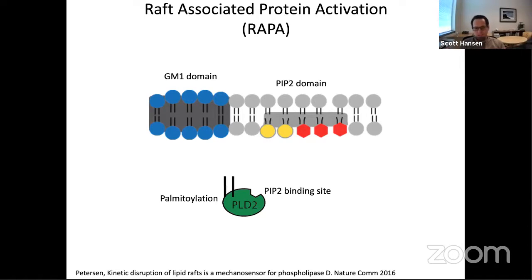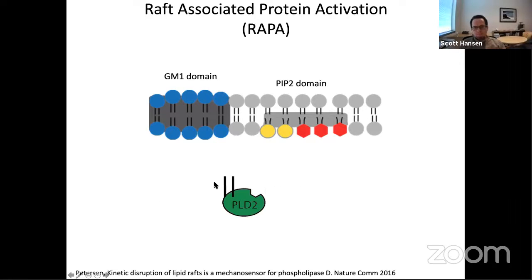I mean, bits and pieces of it have always been known, and lots of people have worked on parts of this, but I think one of the very elegant descriptions of this was in 2016, where we showed that PLD, it's a phospholipase D2, it's palmitoylated. And so of course you would expect it to be driven into GM1 domains. But it also has a PH domain, a PIP2 binding domain. And this raises the question, well, where is PIP2 going to be? Is it going to partition with PIP2 domains, or is it going to partition with GM1 domains?